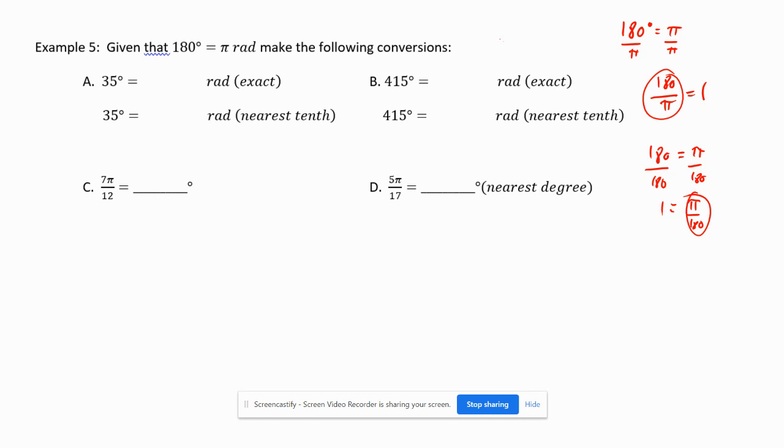And for those of you who are in chemistry, this is very similar to what we do in unit conversions when you're doing your stoichiometry stuff. Okay, so if I'm going from degrees into radians, that means I want to cancel out my degrees and be left with radians. That means I'm going to multiply by pi over 180. So let's do this off to the bottom here: 35 times pi over 180. Now what it says over here is exact and then nearest tenth. I'm going to do the nearest tenth first. On my calculator, 35 times pi divided by 180.